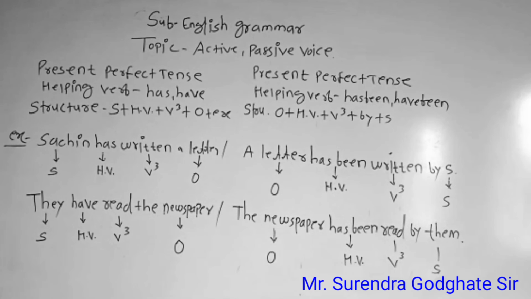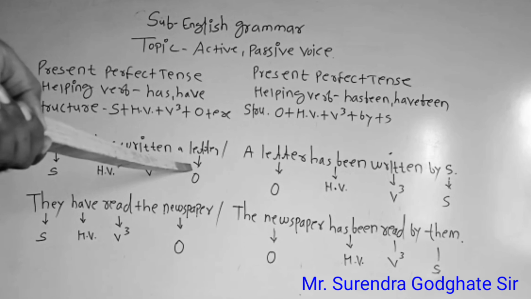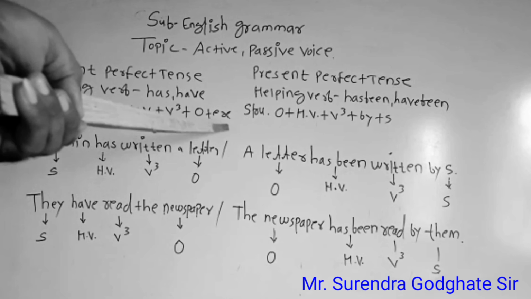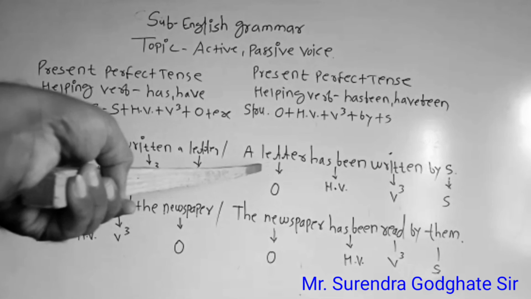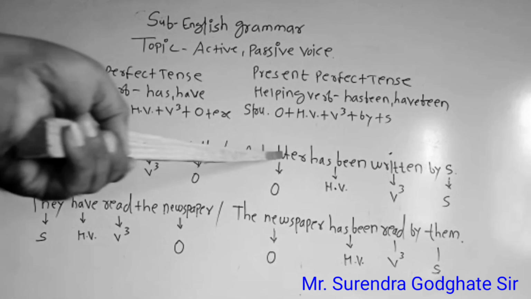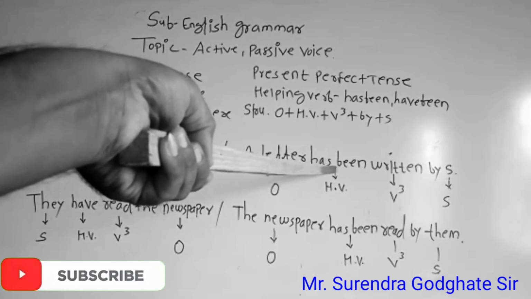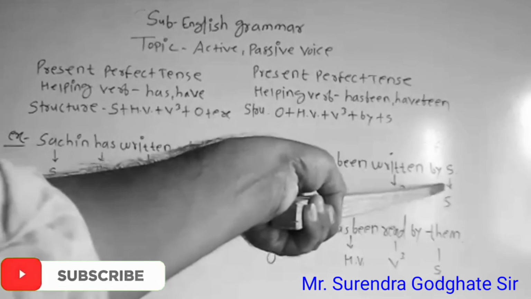So students, today we have taken active voice and passive voice. According to this structure we have written the sentence Sachin has written a letter: first subject, then helping verb, then v3, and last the object. And you know very well, while converting active to passive we need the object first. In this sentence we have taken first letter, that is the object, and this object is singular, therefore we have applied has been. Then v3 written, and last by plus subject.